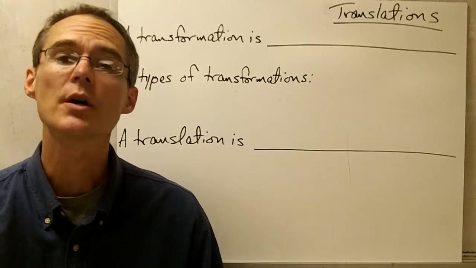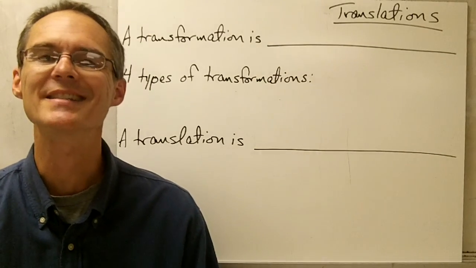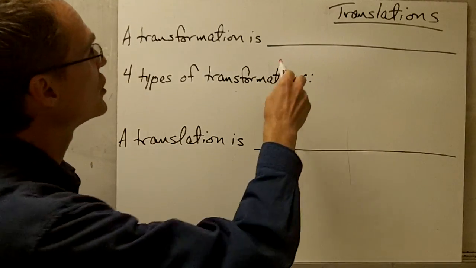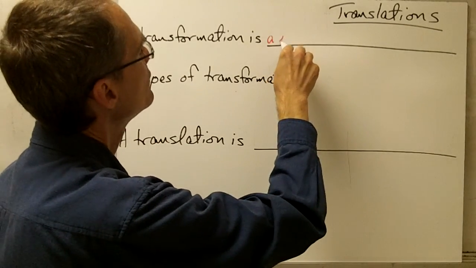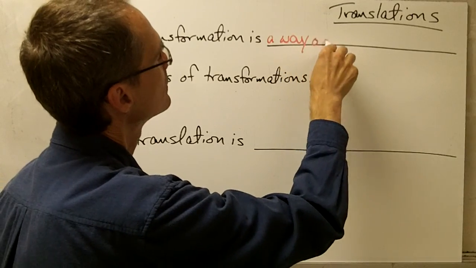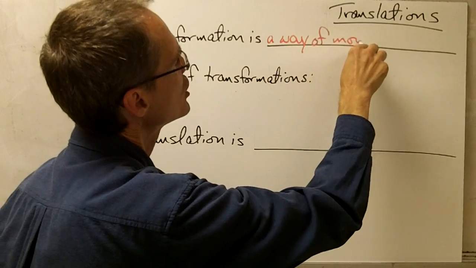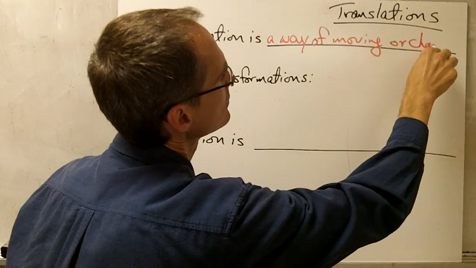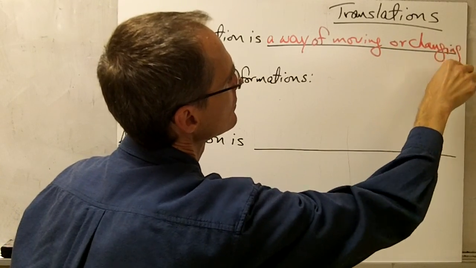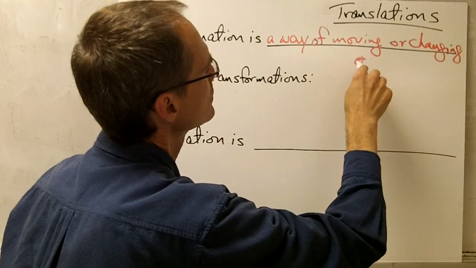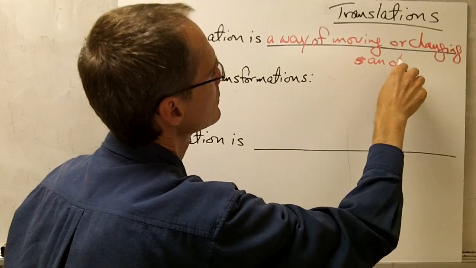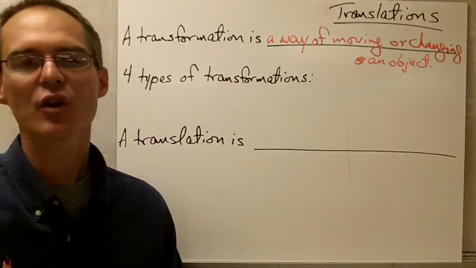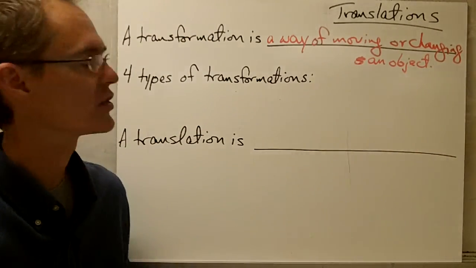Okay, this video is on translations, which is a type of transformation. Now, a transformation is just a way of moving or changing an object. And there are four types of transformations that we're going to be looking at.